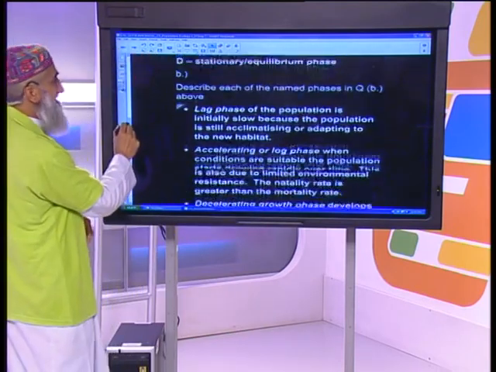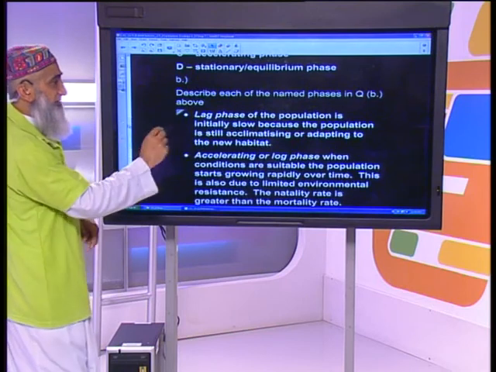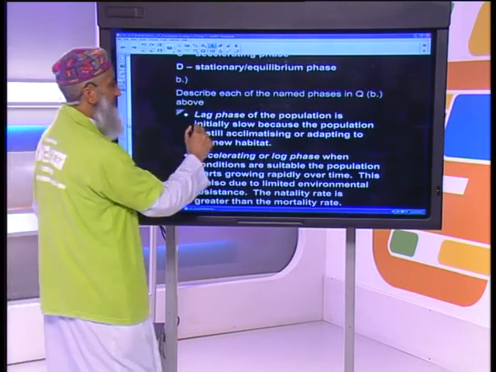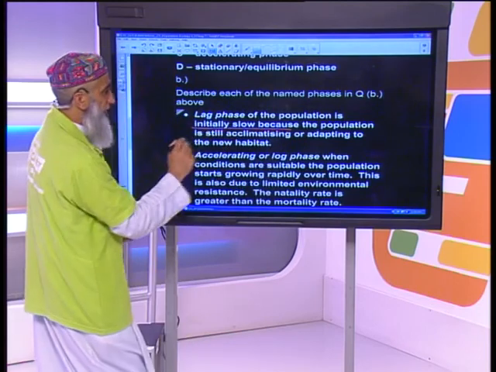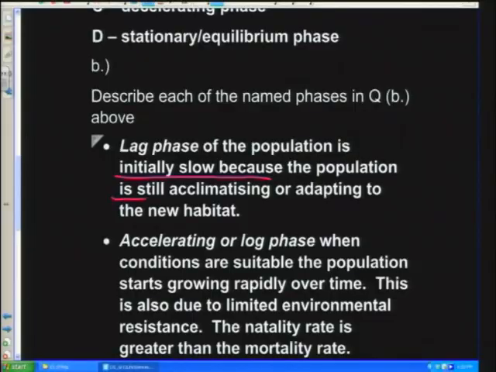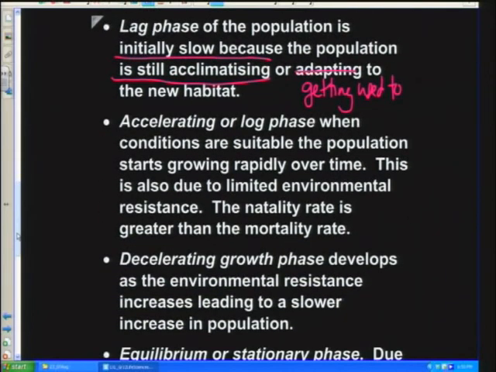So the first one is the lag phase. The population growth is slow because of the same reason we gave earlier. It's still, and I've used the big word here, acclimatizing or adapting to the new habitat. I would rather use the words getting used to. Okay? Then we have the next phase, the log, accelerating, exponential phase.